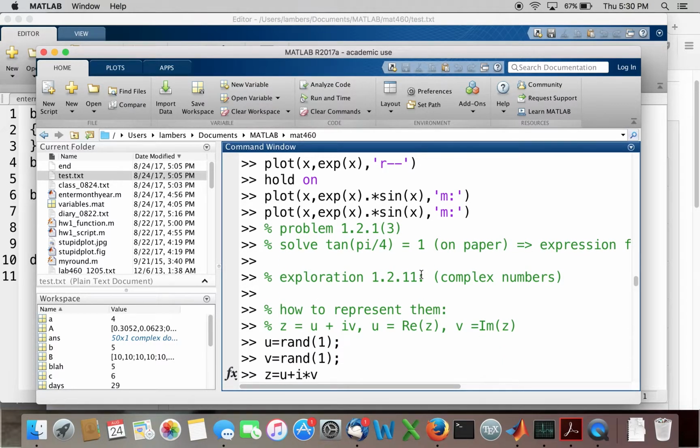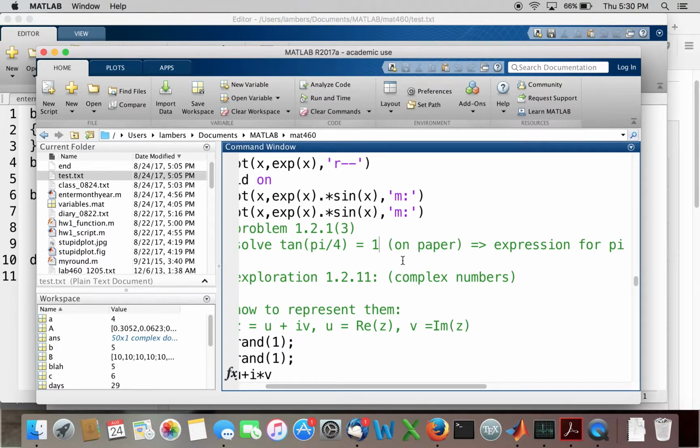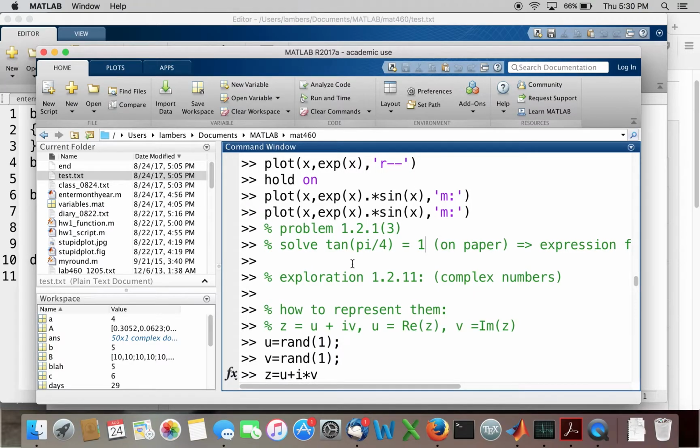Okay, so in response to a question about exploration 1.2.1, part 3, what I have in mind is you could just use pi normally to refer to pi, but for the sake of a problem, again, to get accustomed to working with the different mathematical functions that Matlab offers, I don't want to use this pi for pi, but to actually use an expression for pi that you get by taking this equation, solving it by hand, and the resulting expression would involve one of Matlab's functions that you get as a result of solving this equation.